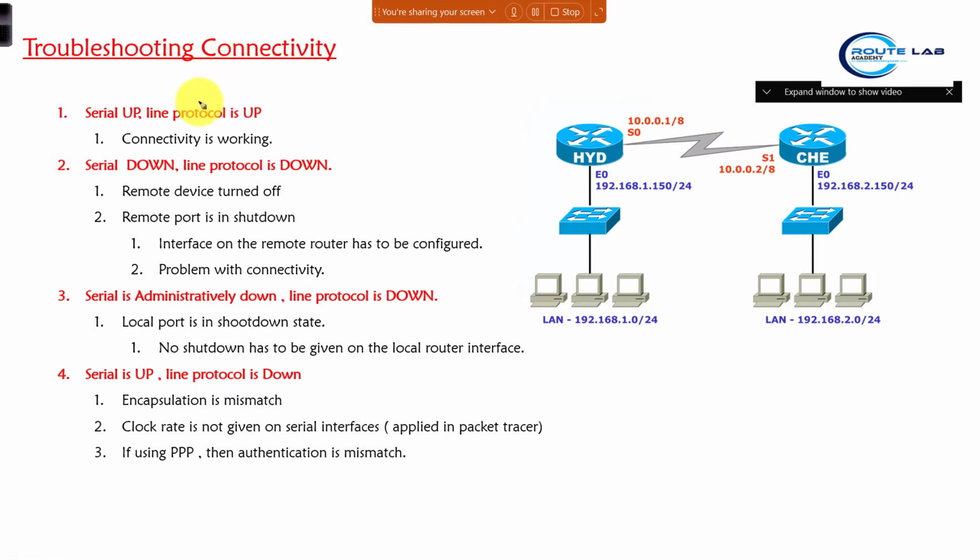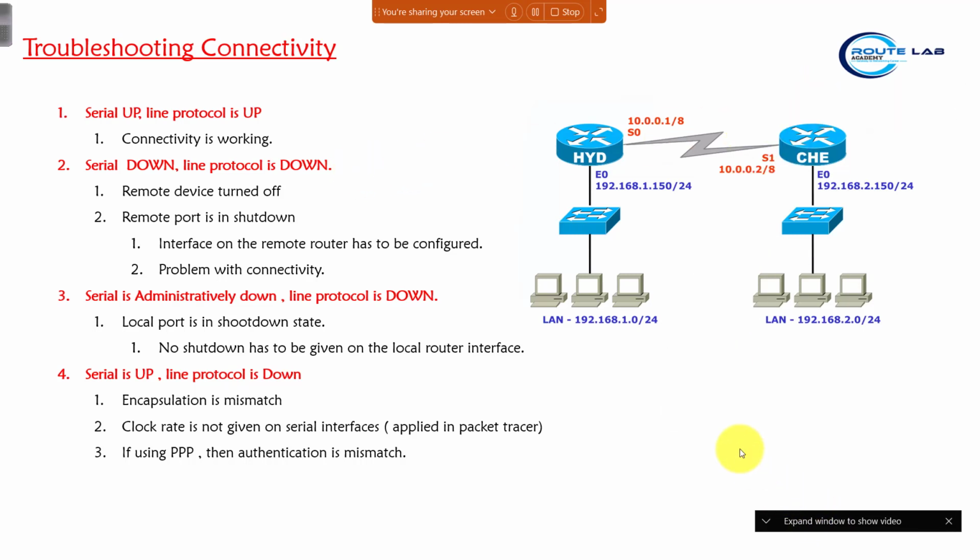Whenever you see the status message down and down, the problem might be that your remote device is not powered on, perhaps due to a power issue and the device went down. Or the issue is with the port: either the port is not working or the port is in a shutdown state. At that point you will also see the status down and down. Or the next problem might be a connectivity issue.